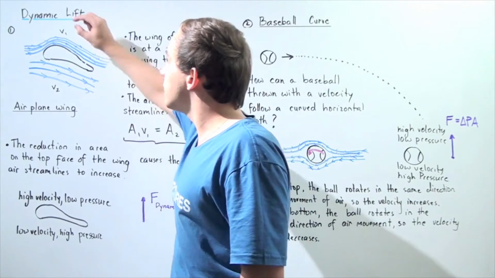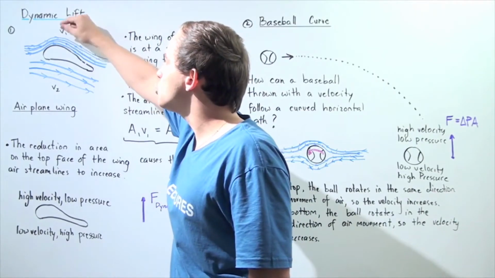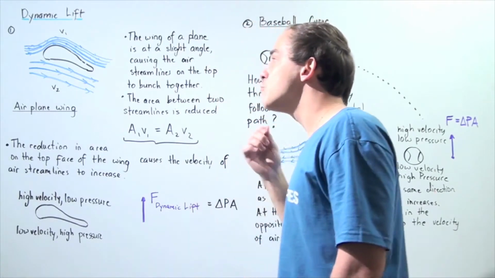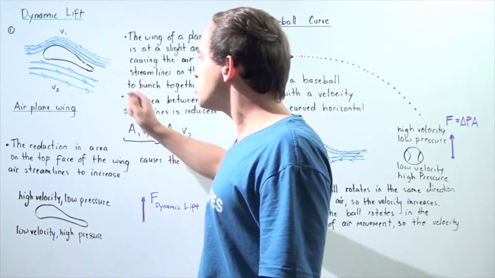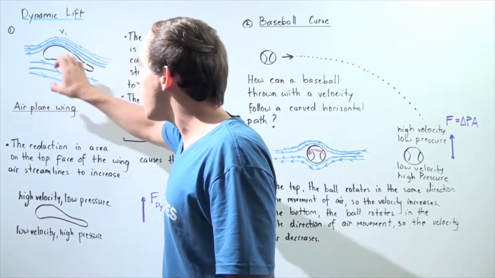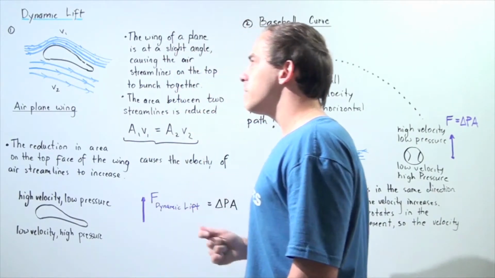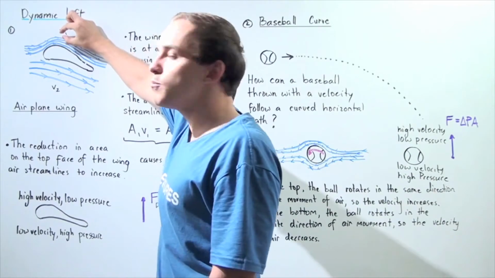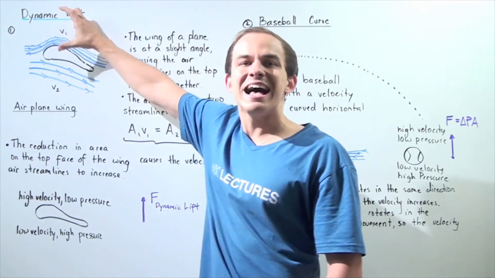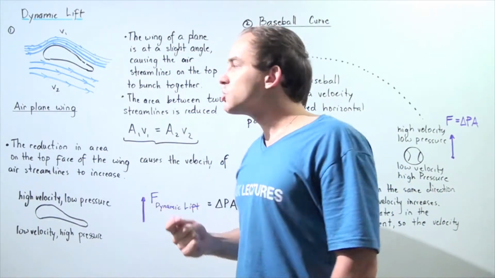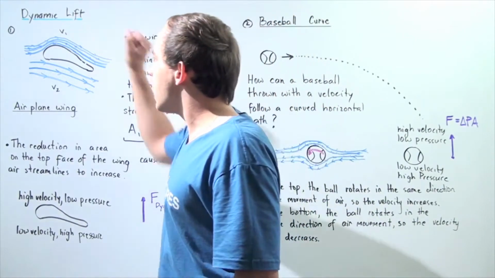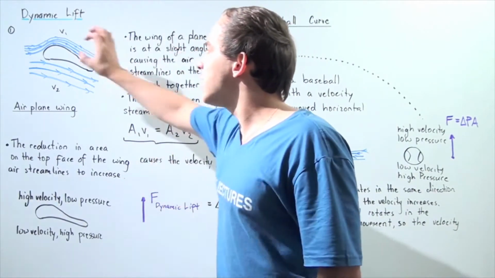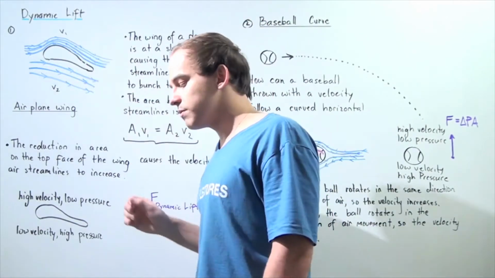In fact, because the area between any two streamlines on the top portion of our wing is smaller than the area between any two streamlines on the bottom portion, we know from the equation of continuity, because the area is smaller here, the velocity must be higher. So the velocity of the streamlines on the top portion of the wing is higher than the velocity on the bottom portion of the wing.